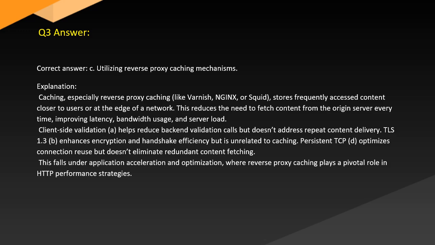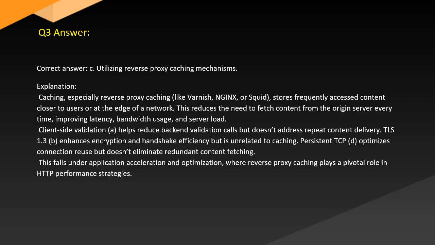Answer. Correct answer. C. Utilizing reverse proxy caching mechanisms. Explanation. Caching, especially reverse proxy caching like Varnish, NGINX, or Squid, stores frequently accessed content closer to users or at the edge of a network. This reduces the need to fetch content from the origin server every time, improving latency, bandwidth usage, and server load.